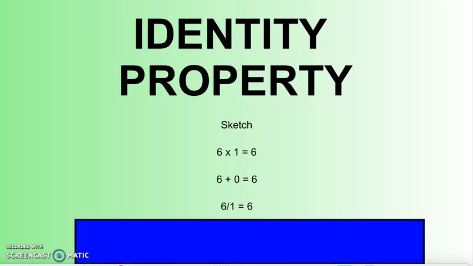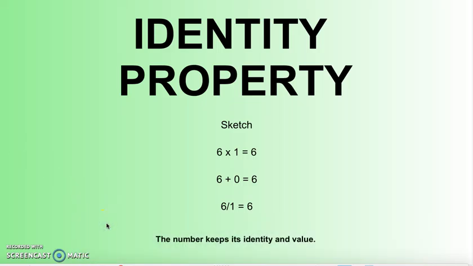Next one is identity property. Here are a few examples, I should say. And what definition would you give this? Okay, the number keeps its identity. So if I multiply by 1, I add 0, I divide by 1, the number remains the same. It keeps the same value.